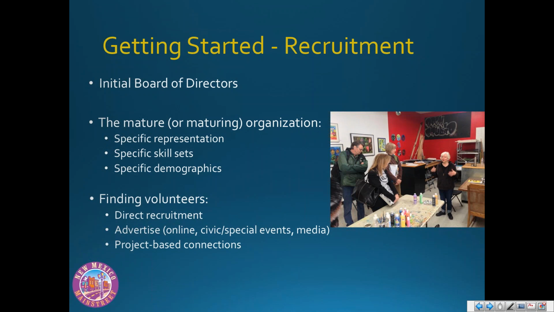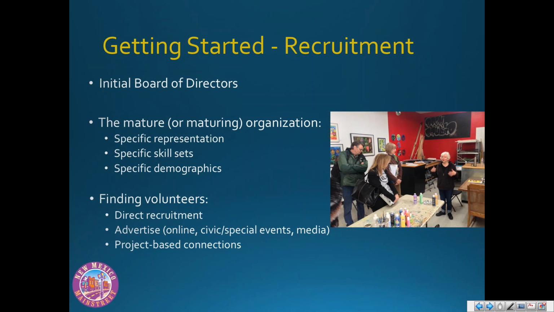Recruiting board members, there are a couple of ways to look at this. You can recruit for a specific representation. We want our downtown business owners on our board, or our property owners on the board. Specific skill sets: we're looking for a lawyer, we're looking for an accountant to serve as our treasurer, we're looking for somebody who can help us with event planning, somebody who can guide us on some of our design issues. Or you can look at specific demographics: we want to focus on the downtown community and adjacent residents, and we want to add board members who are youthful and bring new energy to the organization.